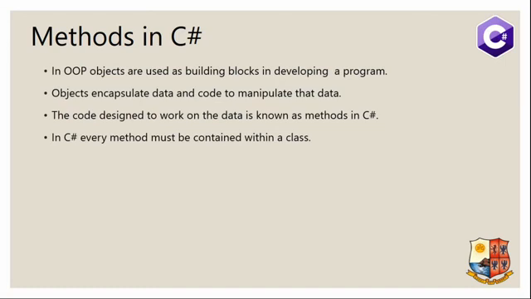In C#, every method must be contained in a class. Obviously, this is not just C#. Any strictly object-oriented programming language you would have seen, you will find this. A method should be inside a class. Not only methods: in object-oriented programming like Java and C#, everything should be inside a class. So obviously, a method is not an exception. A method also should be inside a class only.